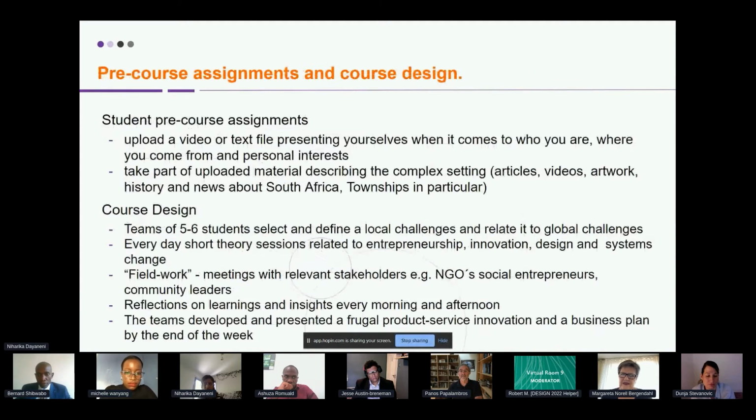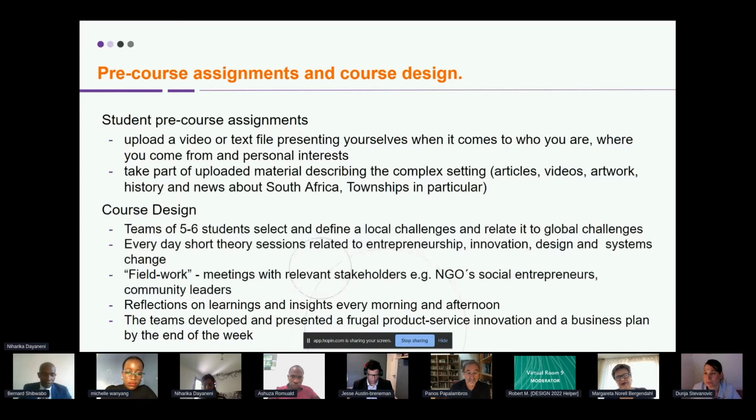To get into this, the students were asked to complete an assignment before they started. They had to upload a video or a text file presenting themselves, to tell about who they are, their interests, where they come from, and what they expect from this course. And also to go through material describing the setting of the challenge. The design, more practically, in this online course was that there were teams of 5 to 6 students, all from different parts of the earth. They should define local challenges and relate them to the SDGs, the Sustainable Development Goals.